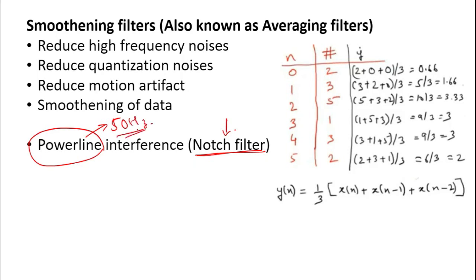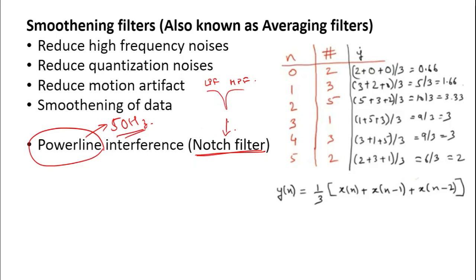In India, the power line frequency is 50 hertz. If you apply a notch filter, you will find that there is a combination of a low pass filter and then a high pass filter.